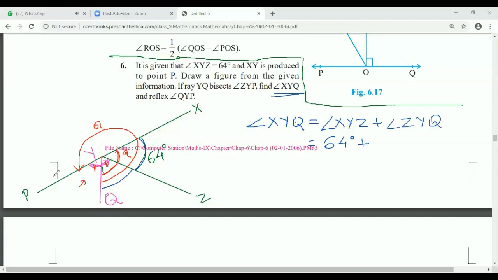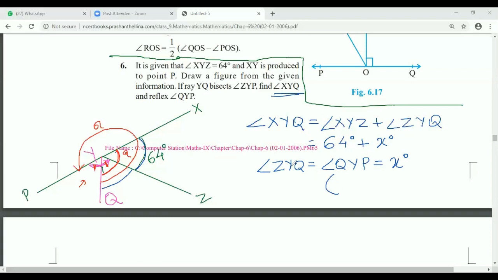Then what about angle PYZ? Angle PYZ and angle ZYX give the sum 180 degrees because they are a linear pair. Okay, let's start from here. Angle ZYQ we don't know, so we take this unknown value as x degrees. Angle ZYQ has the same measurement as angle QYP. Angle ZYQ is equal to angle QYP, both are x degrees each.